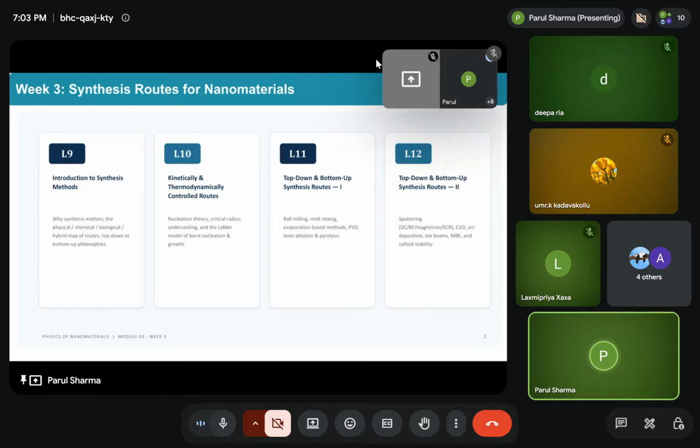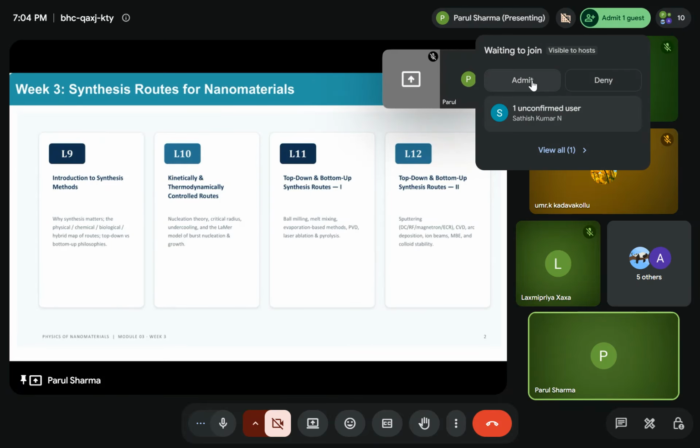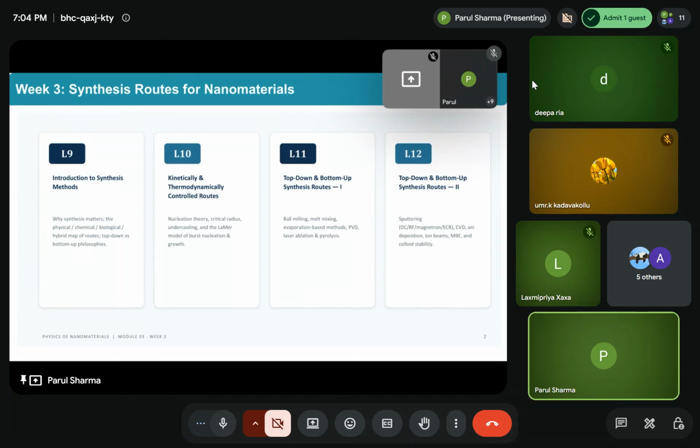So in this week there were four lectures. One was about the various techniques which are required for the synthesis of nanomaterials, and the next lecture is about how we can control the synthesis kinetically and thermodynamically. There are various theories about that, one being nucleation theory, where we learn about the critical radius, undercooling, and all these things.